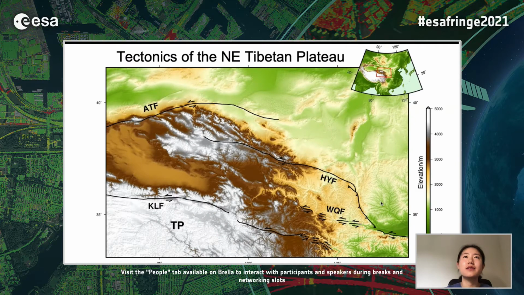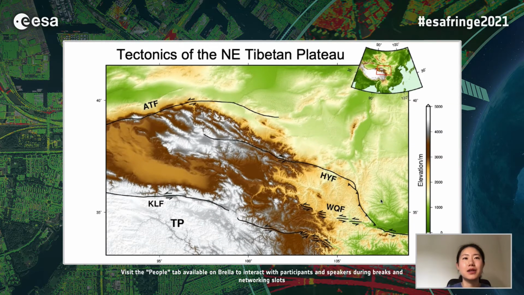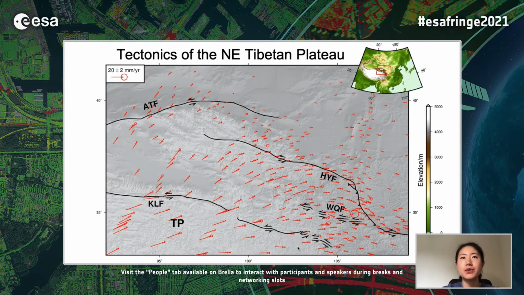The tectonics of the northeast Tibetan Plateau is mostly dominated by these three strike slip faults: the Altyn Tagh fault, the Haiyuan fault, and the Kunlun fault. The strike slip motion across these faults together accommodates over 10 millimeters per year of shortening across the region.